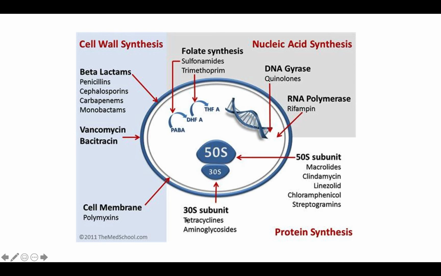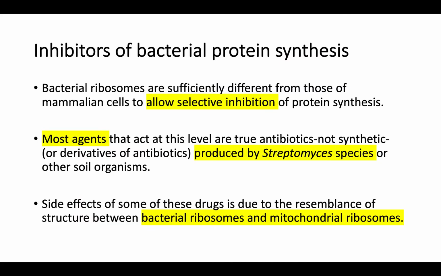So you can usually memorize this as TAG, tetracyclines and aminoglycosides work on the 30S subunit. Well, the 50S subunit is the macrolides, erythromycin, linezolid, clindamycin, chloramphenicol, and quinupristin. Then we talk about nucleic acid, folate synthesis, which is the sulfonamides. The quinolones work on the gyrase, and RNA polymerase is worked on by rifampin. So that's a good summary. Now let's talk about the things that work on bacterial protein synthesis.